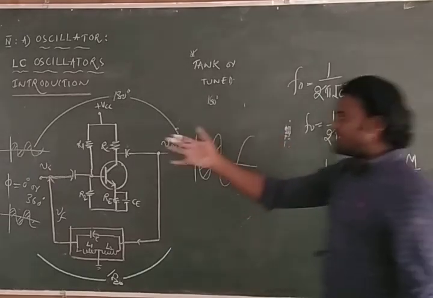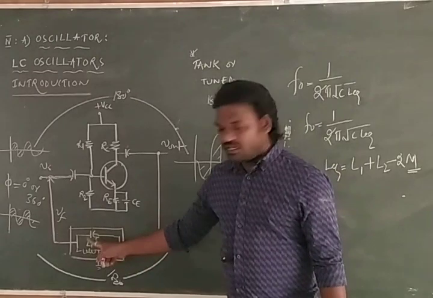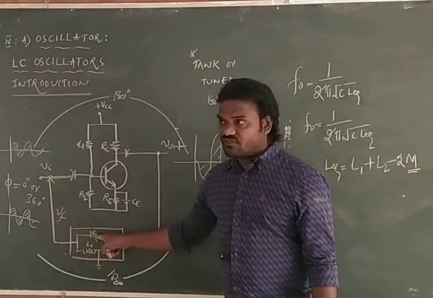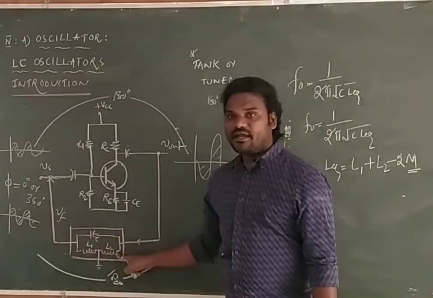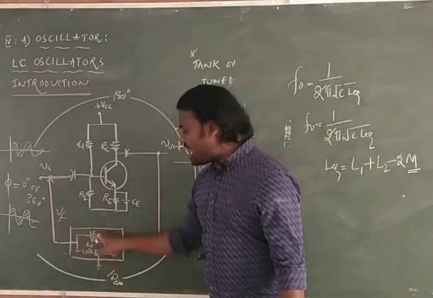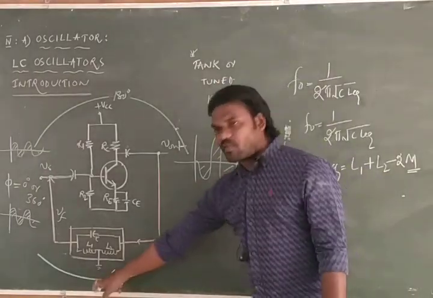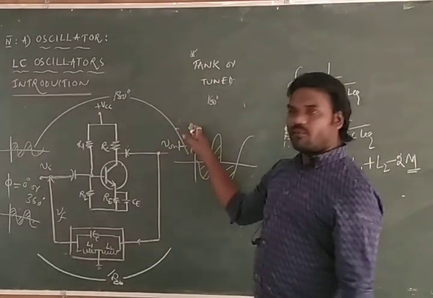If it is a Colpitts oscillator, what changes do I need to make? Here, this will be an inductor, and these two will be capacitors. The remaining process is the same, and it is designed with L and C only, so it is called a tank circuit. It can provide 180. Again, it can provide 180.